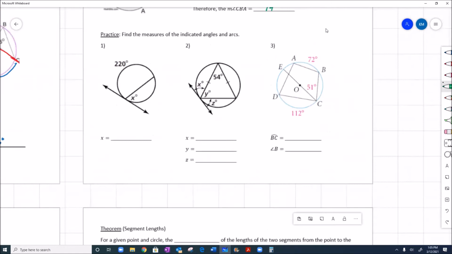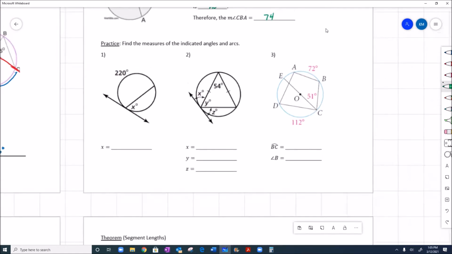Let's look at a couple examples here. They're asking us to find angle x. You'll notice that we have a chord here that splits our circle. Since this arc is 220, the arc on the other side should be the rest of our circle, which would be 140. And so the value of x should be half of 140, which is 70.